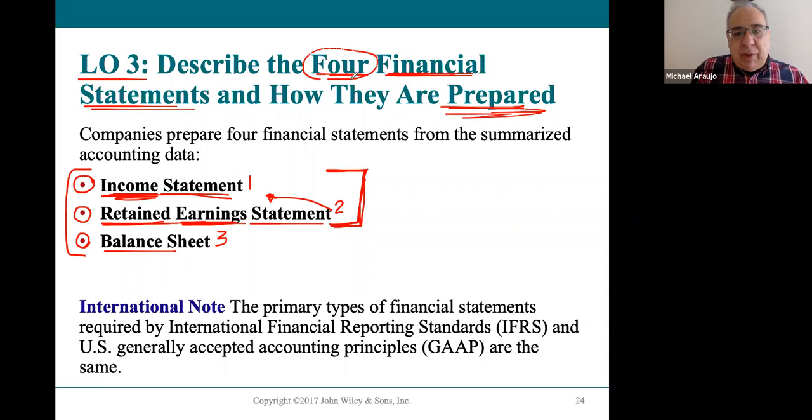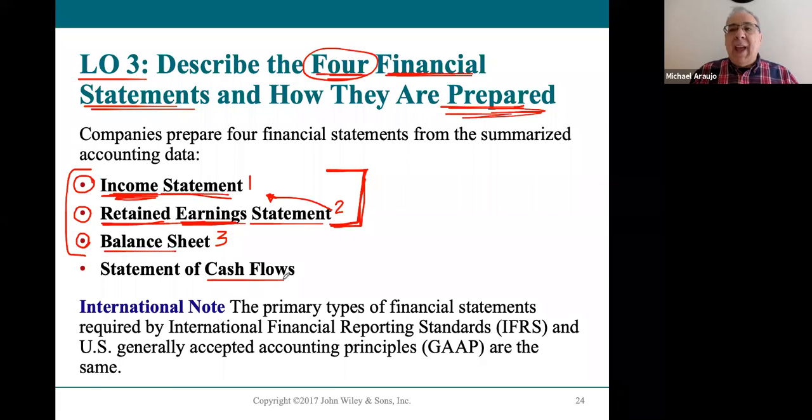Now, the fourth financial statement is very important, but we're going to be dealing with it a little bit later in your studies. It's called a statement of cash flows. And basically, this particular statement simply follows the flow of cash. It only looks at cash. And there's only 2 ways cash can flow, right? Cash can flow into the business and cash can flow out of the business. So it looks at inflows and outflows of cash throughout that particular period of time.